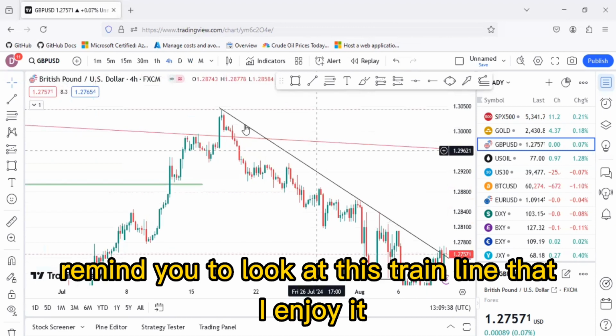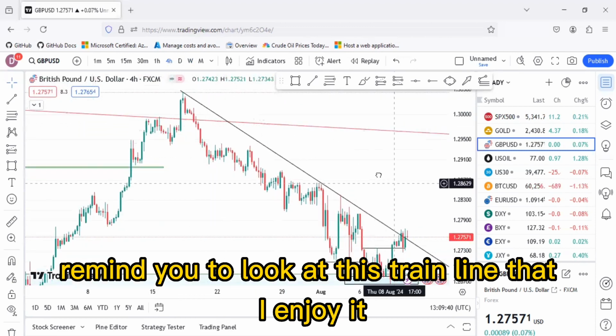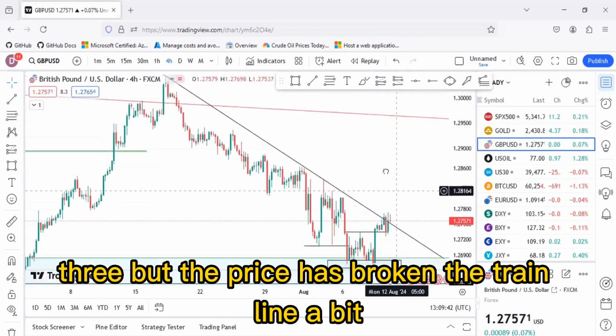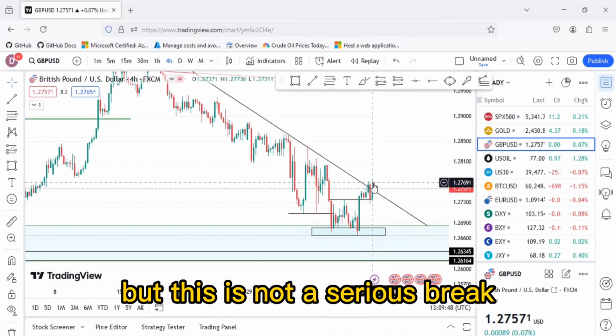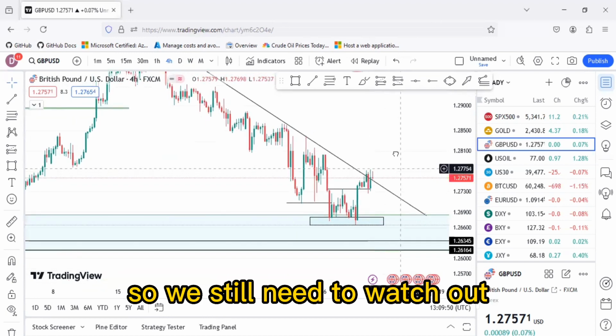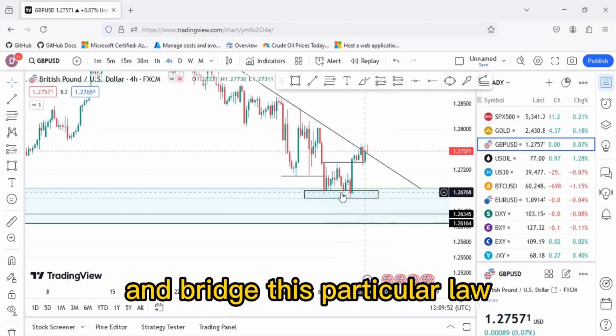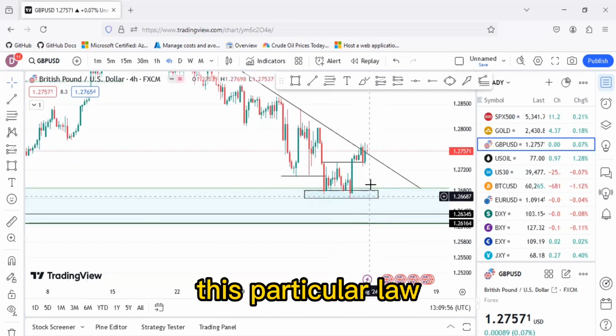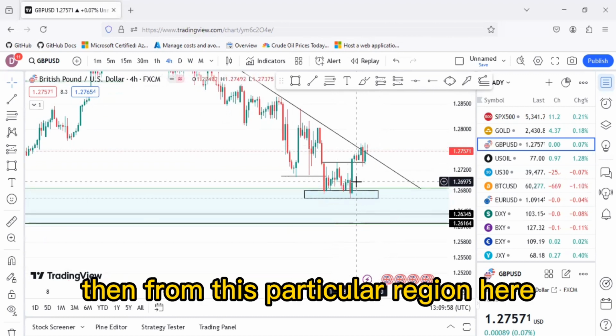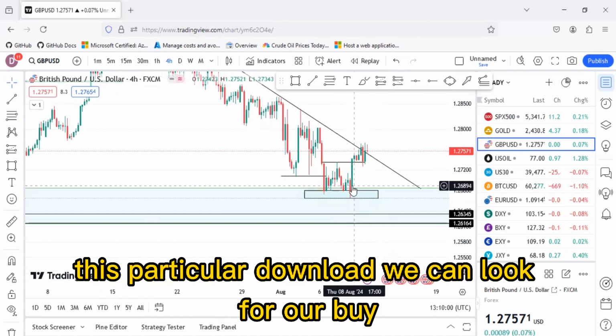Now, mind you, if you look at this trend line that I drew here, we have 1, 2, 3, but the price has broken the trend line a bit. But this is not a serious break, so we still need to watch out. The price might come down and break this particular low. But if the price is unable to break this particular low, then from this particular region here, this dark block, we can look for our buy.